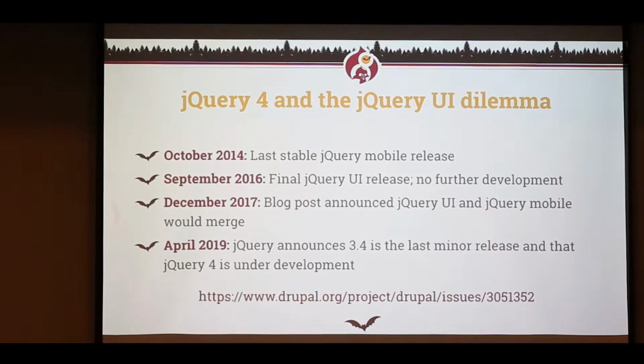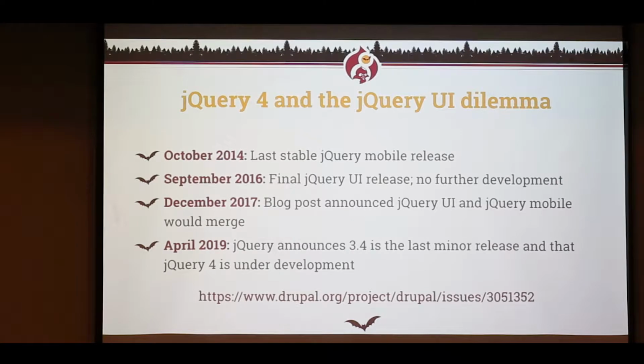And 2 months ago in April, it was announced that jQuery 3.4 would be the last minor release of jQuery 3, and that jQuery 4 was under development. If jQuery 4 is released sometime in the next couple of years, this puts us maybe in a tricky spot. Because jQuery 3, as we know, isn't guaranteed to have security coverage after jQuery 4 is released. We know jQuery UI isn't going to be made compatible with jQuery 4, and it's certainly doubtful jQuery Mobile will be either. So what do we do?